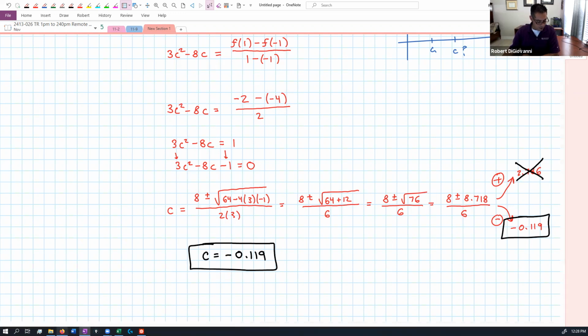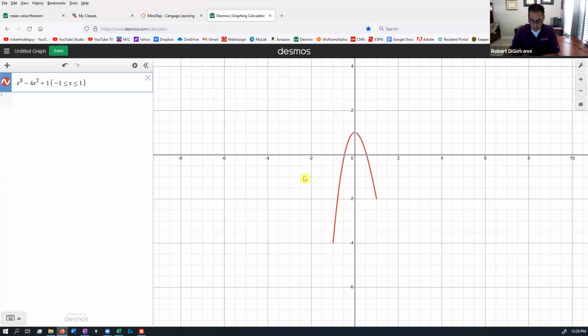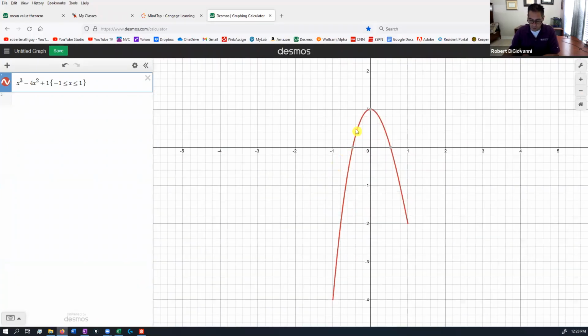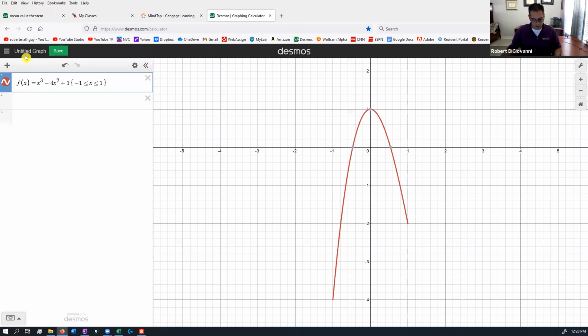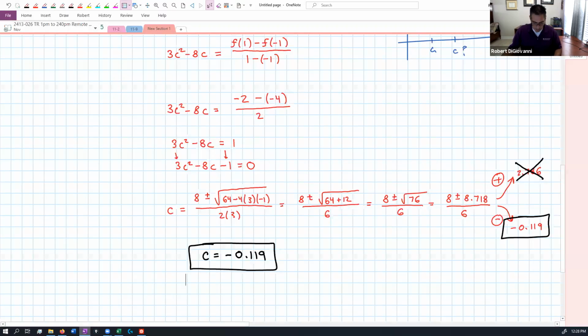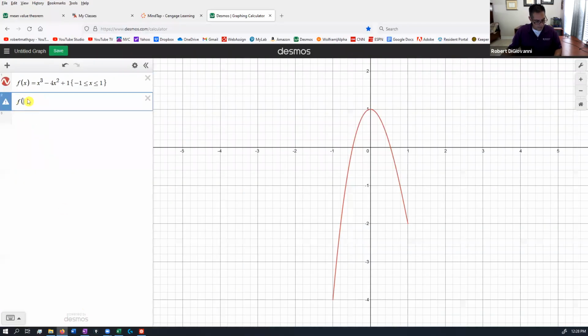Visually, let's go and take a look. If I were to plug in the point, what was it? Negative 0.1. You know what? Let me plug in the point. Let's see. I'm going to call this f of x equals that, and then I wanted to plug in f of negative 0.119. f of negative 0.119.